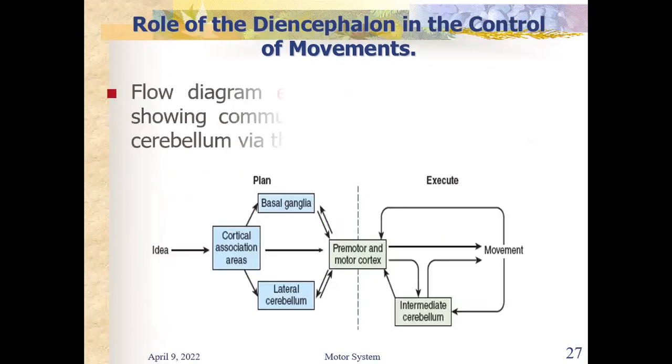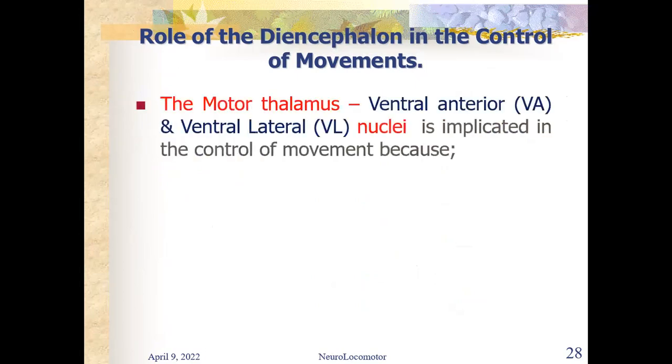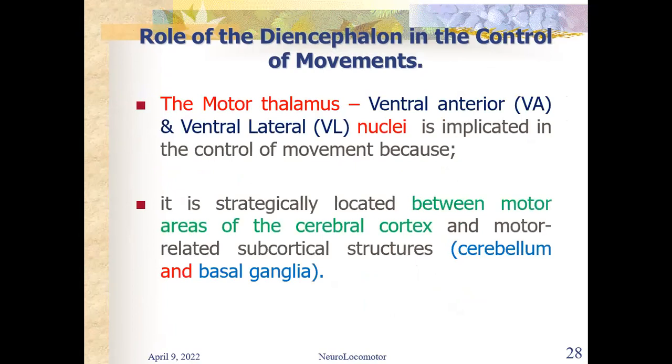So let's move on. We have seen the role of the thalamus in different concepts. We have seen its role in the basal ganglia. We have seen its role in funneling and channeling of information. Now, which part of the thalamus is mainly involved in the control of movements? Which part of the thalamus is involved?